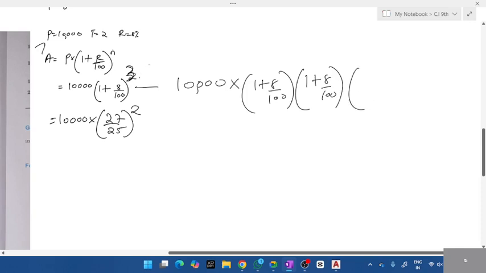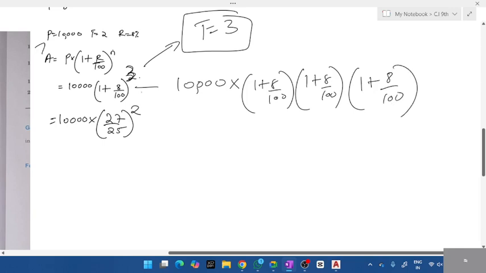So if it is 3, the time period will be how many years? Time period will be 3 years, 3 cycles. 1 plus 8 by 100. You can write it like this. Is the rate the same for all? All 3 years' rate is the same? So you can write it like this. You can write the other type of question.